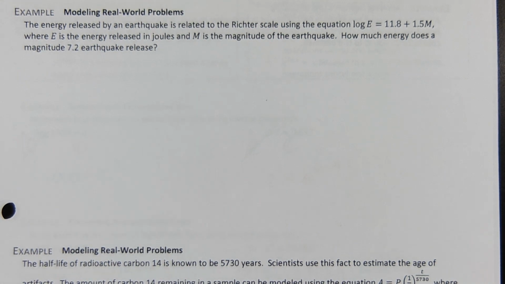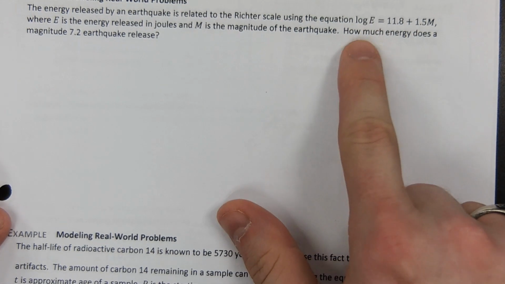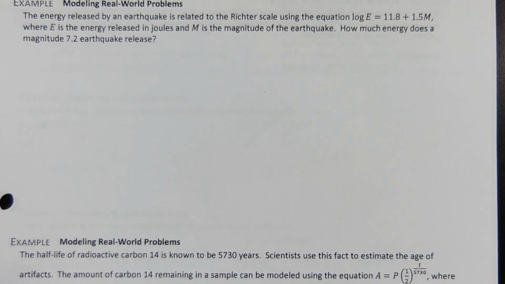All right. Well, okay. Anyway, so, earthquakes. We've talked about earthquakes before, but I gave you a different equation for earthquake energy and magnitude. That's because the equation that we worked with in the previous lesson involved energy as ergs. This is the formula when energy is in joules, which is a more widely used unit of measure for energy. The energy released by an earthquake is related to the Richter scale using this equation, log of E equals 11.8 plus 1.5 m, where E is the energy released in joules and m is the magnitude of the earthquake.